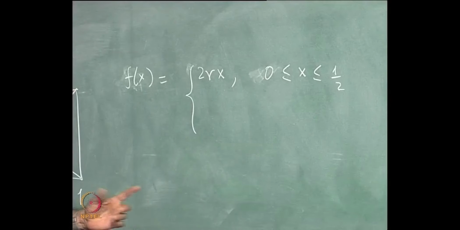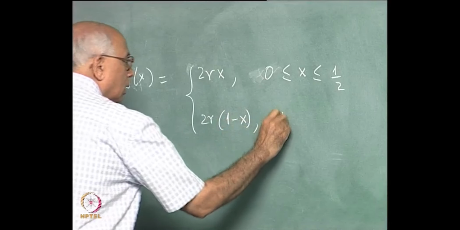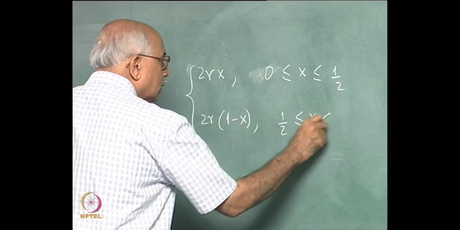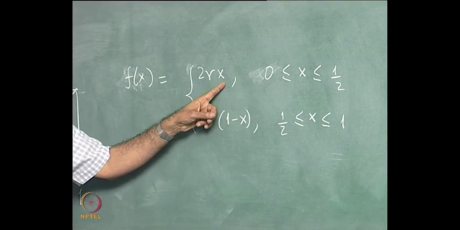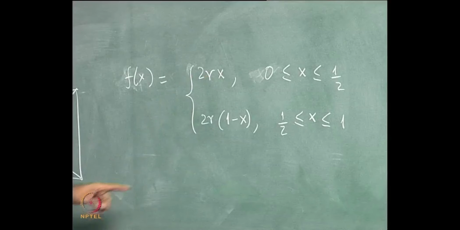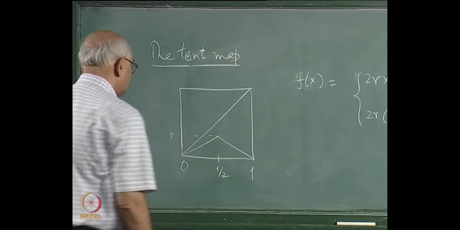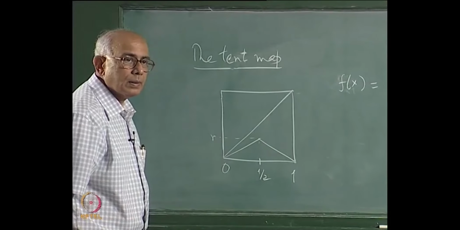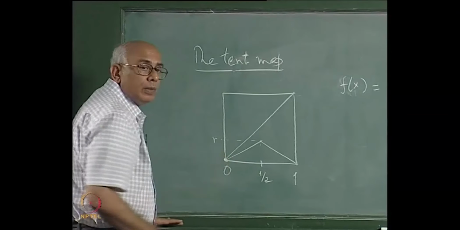You would like it to vanish when x equals 1, right? So it is 2r times 1 minus x for a half less than or equal to x less than or equal to 1, and it is continuous, because when x is equal to half it is just r, the maximum value is just r, and that is true here too. So this point here corresponds to r. The slope at the origin, which is the only fixed point in this case, is 2r.